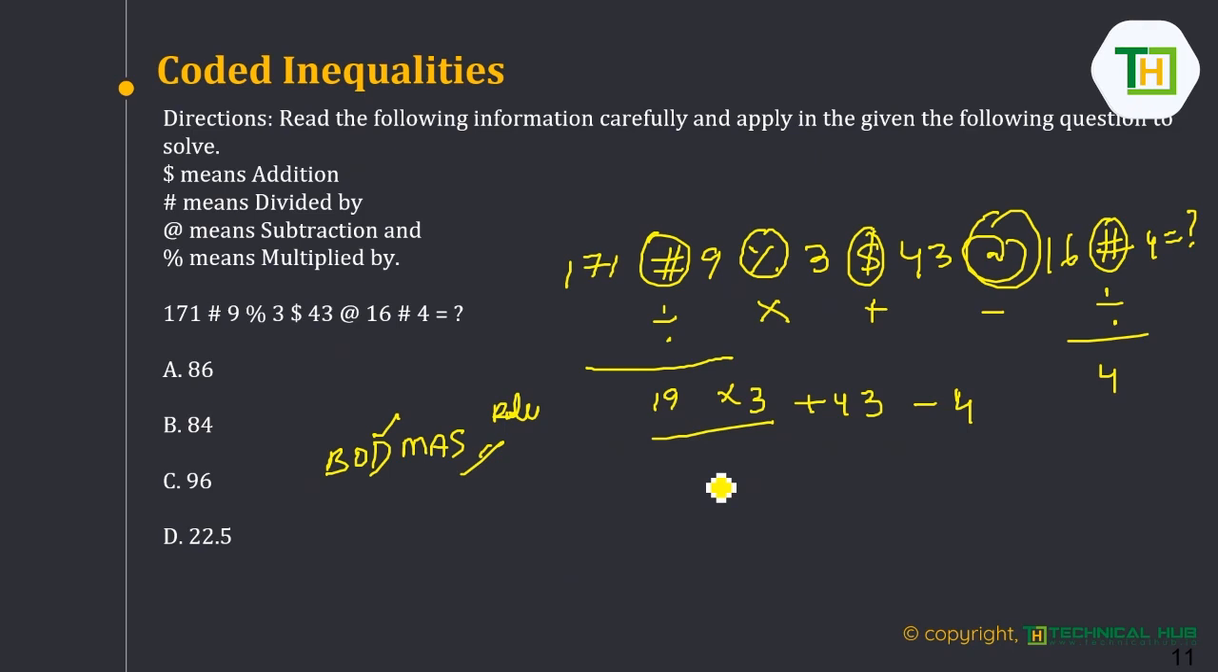57 plus 43 minus 4. What is the next priority? Addition. So 57 plus 43 is 100, minus 4. The next priority is subtraction. So 100 minus 4 means 96. So finally the answer is C. Yes, 96 is the answer.